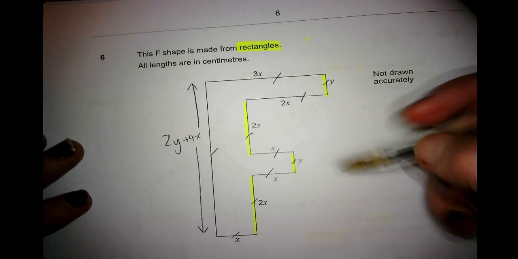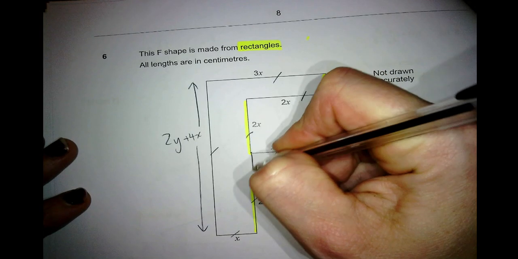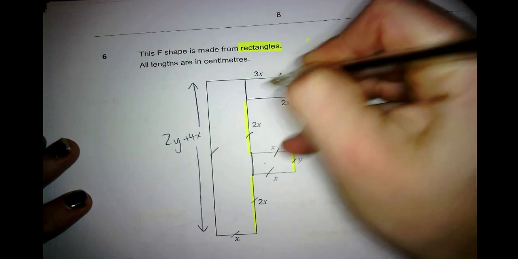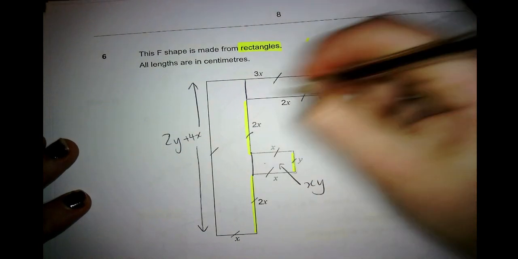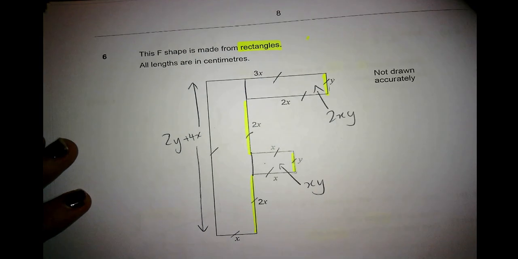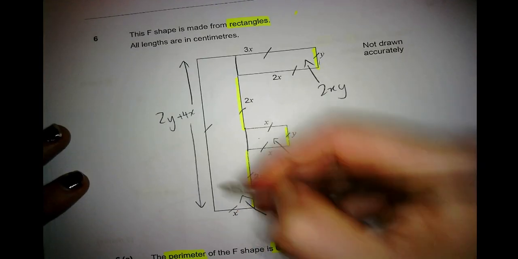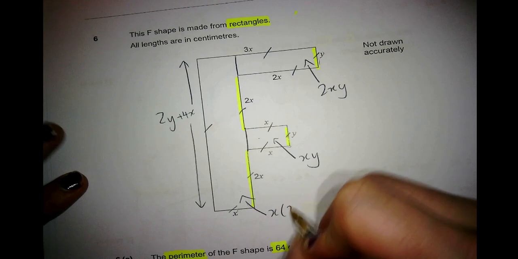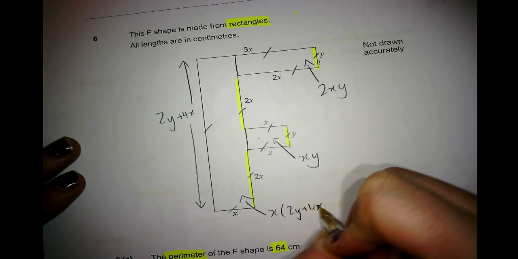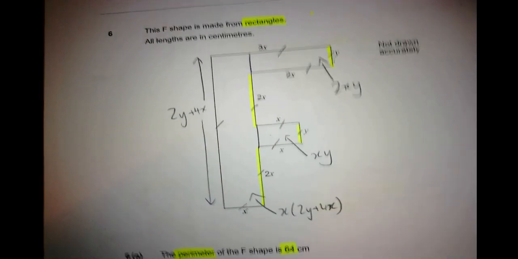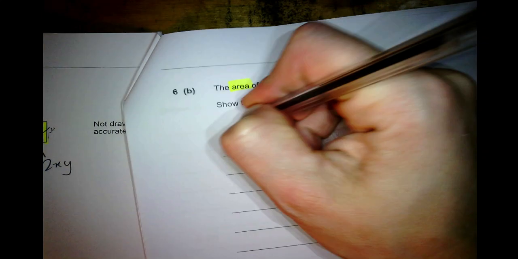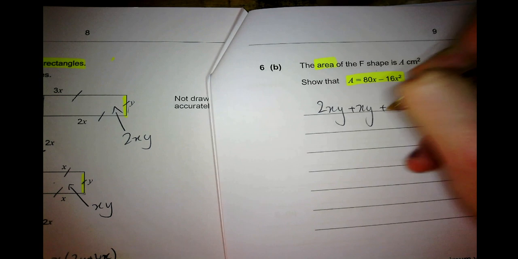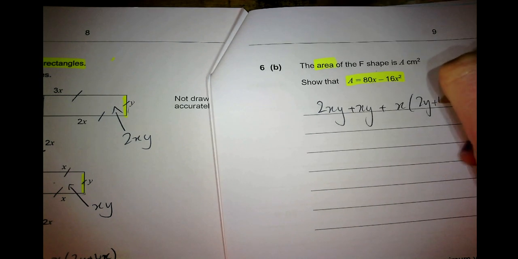I'm going to split this into rectangles. It doesn't matter how you split it, I'm going to go for these 3 rectangles. So this rectangle is going to be x times y. This rectangle is going to be 2x times y, the area, and this rectangle is going to be x times 2y plus 4x. I'm going to write those for part B. So I've got my 2xy plus my xy plus my x times 2y plus 4x.